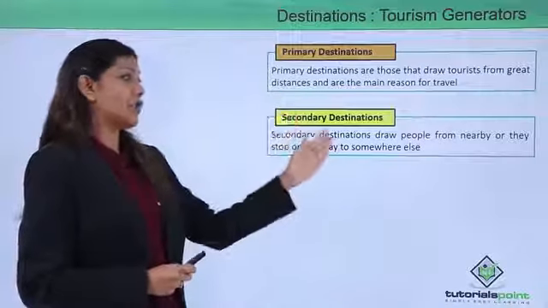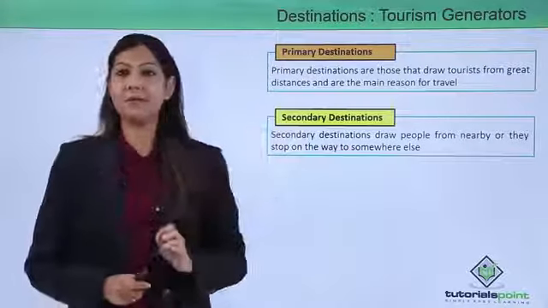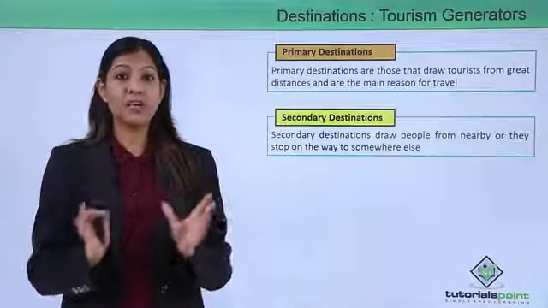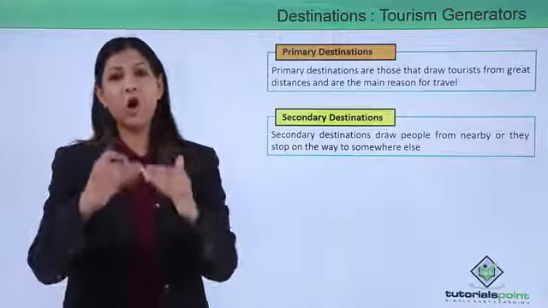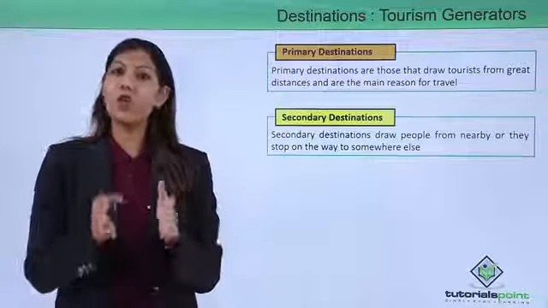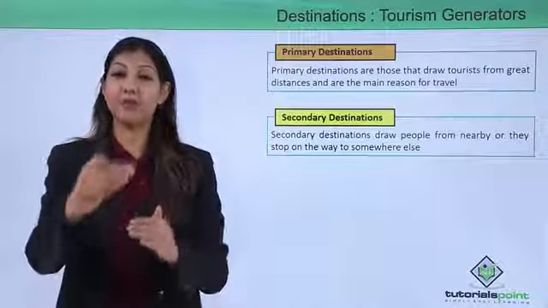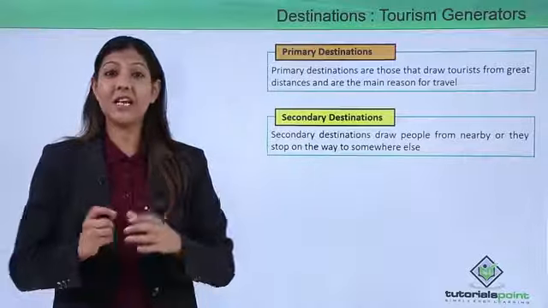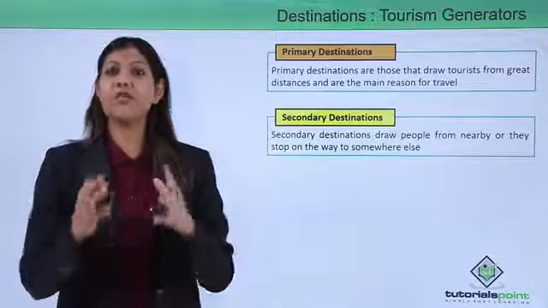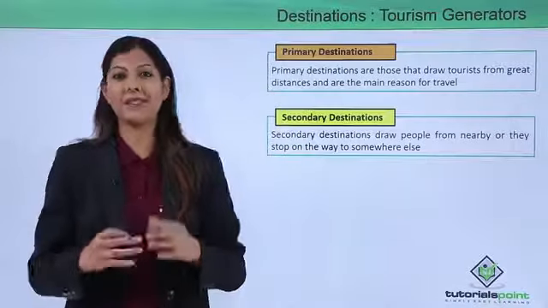Let's take a look at secondary destination. Secondary destinations draw people from nearby, or they stop on the way to somewhere else. A secondary destination doesn't have any points of tourist attraction as such, but they are a halt stop before people go into a primary destination. They stop at a secondary destination to rest and take care of themselves, and then proceed to the primary destination. Taking an example of a secondary destination, like Meerut city, which is en route to Agra, you take that as a destination to stop and rest and then move forward.